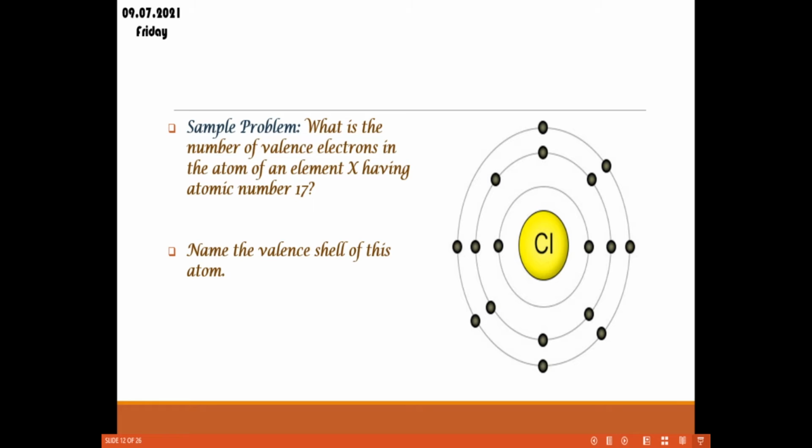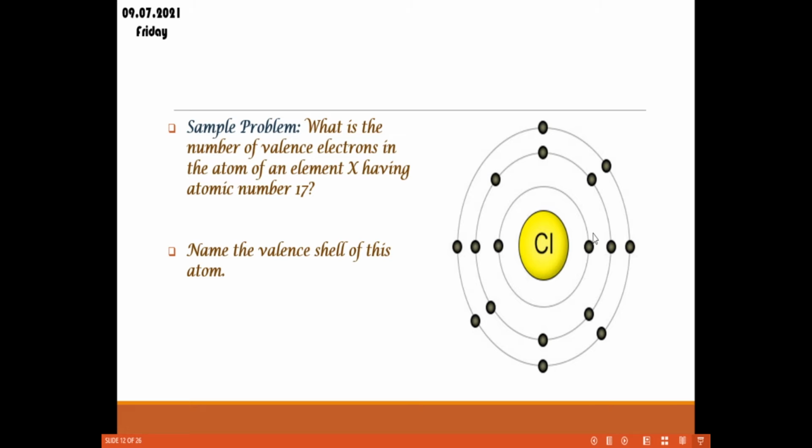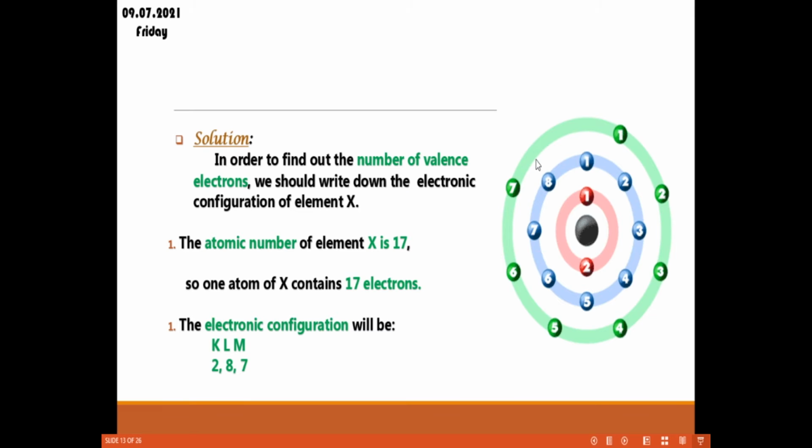So see the example here. What is the number of valence electrons in the atom of an element X having atomic number 17? Name the valence shell of this atom. That is chlorine, atomic number 17. So in order to find out the number of valence electrons, we should write out the electronic configuration of element X. The atomic number of element X is 17, so one atom of X contains 17 electrons.